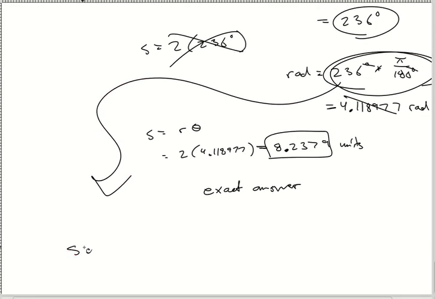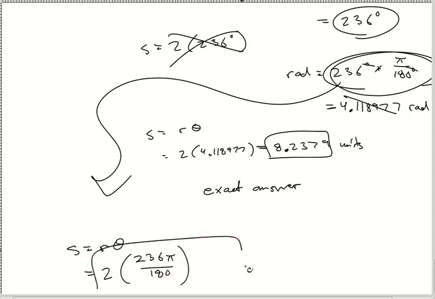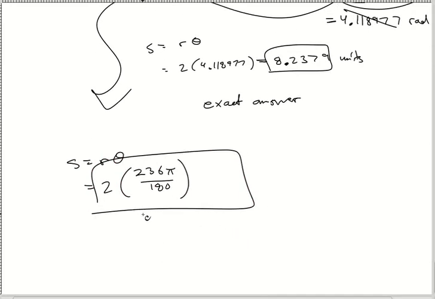And so then I got S is equal to R theta still, but now it's 2 times, and I just basically have 236 pi over the 180. Okay, and you're done. There it is. That's my exact answer. You do not need to simplify. If you want to simplify, that's fine. There you go. Again, that's in units. But you do not need to simplify for WebAssign.